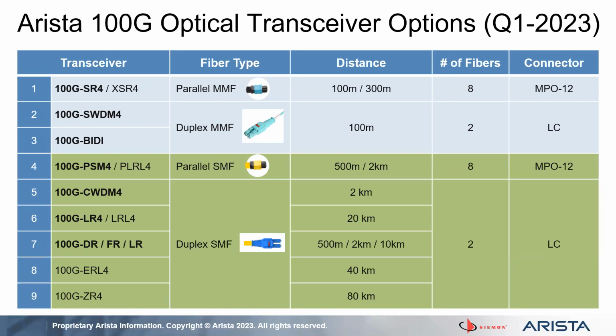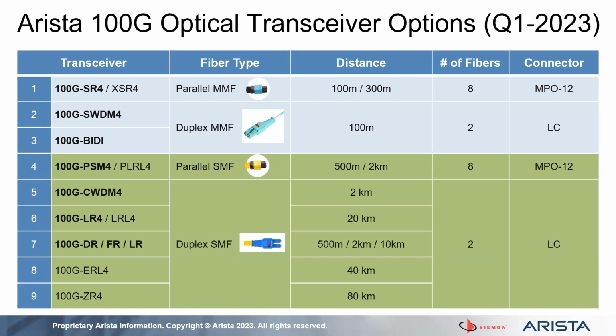Let me highlight the top runners and the ones we see most often. Number 1, the SR4, is one of the most common that we see in the marketplace. I'm going to skip down to number 3, the BiDi. That became popular with 40 gig, and now we've got the 100 gig option. BiDi stands for bidirectional, and it still utilizes a duplex LC footprint. And then there are a lot of single mode options, as you can see here.